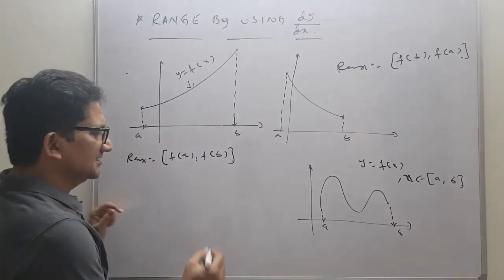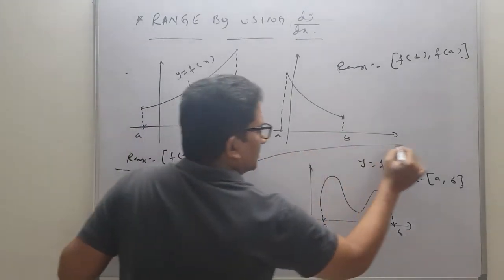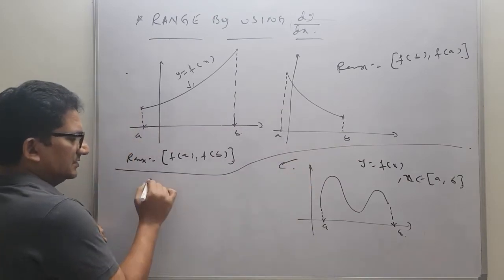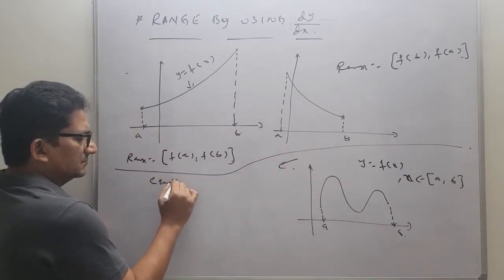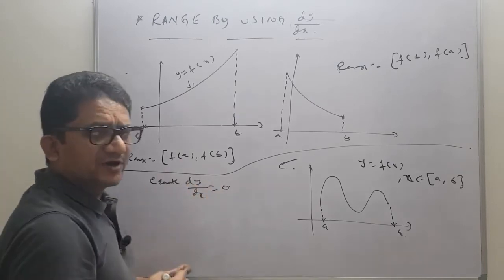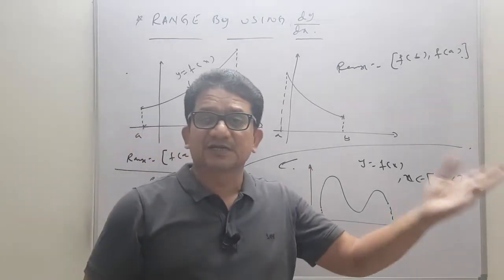In such a case, this is for the third case. For this case I am writing here, equate dy by dx to 0. Why am I straight away taking dy by dx as 0?